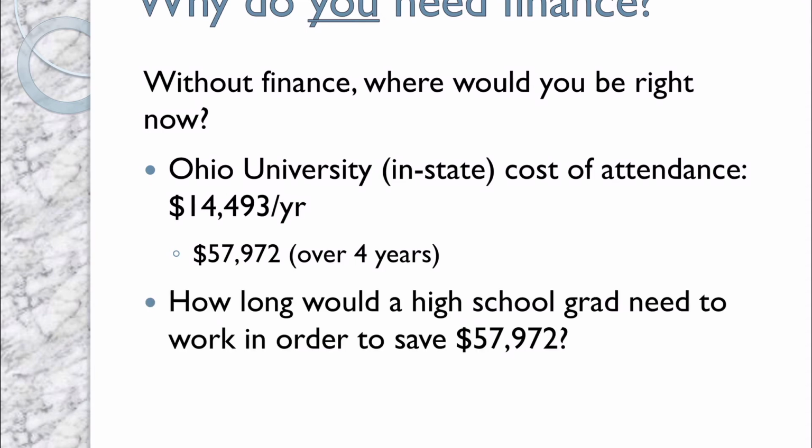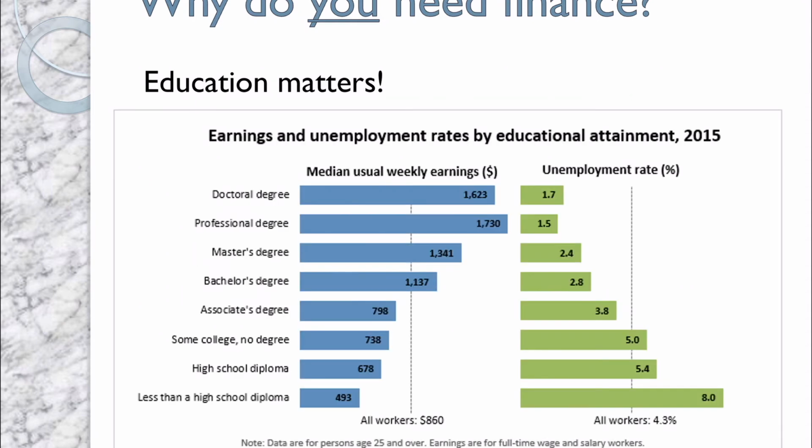So let's consider, how long would it take a high school graduate? How long would they have to work in order to save that approximately $58,000? Well, if we take a look at this chart, this is from 2015, a little bit dated. But if you look at the median usual weekly earnings of a high school diploma, it's $678 of weekly income. Even if you were to assume 2% inflation over 4 years, that would be approximately $733 of weekly income with a high school diploma. I'm going to use the $678 in my analysis.